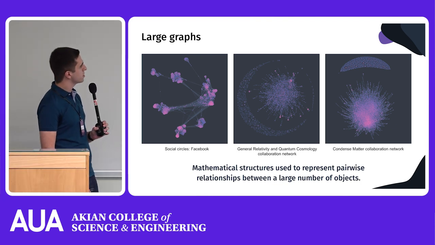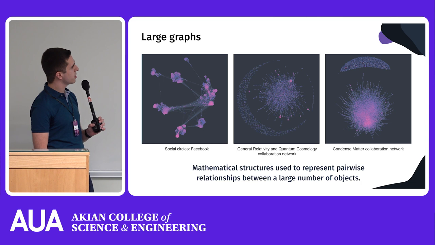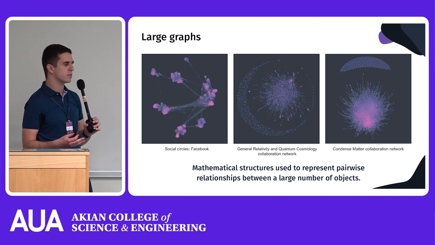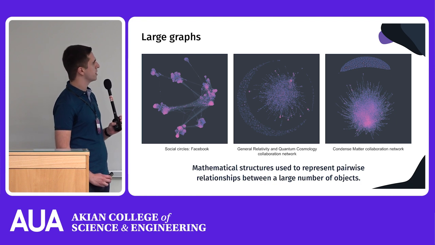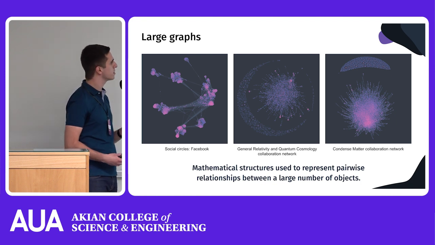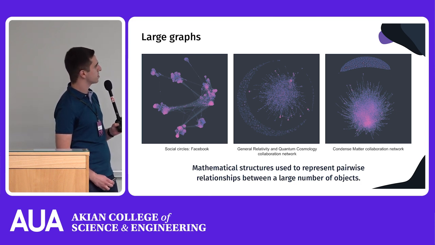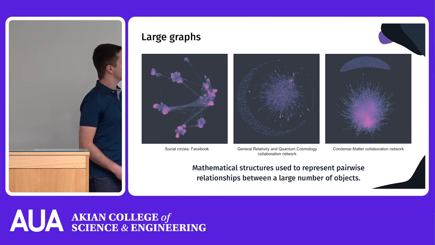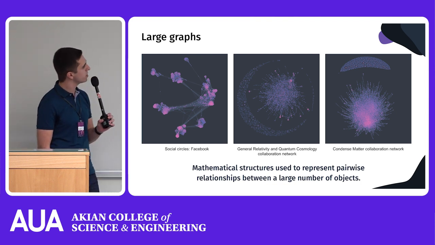Here we can see several examples of large graphs. For example, on the left, we have the social circles Facebook dataset, which basically represents interconnection between different Facebook accounts. In graph terminology, people or entities are called nodes, and the connections between them are called edges. For example, if people are friends on Facebook, then they will have an edge connecting one with another. And here are other graphs. For example, these two represent collaboration of different paper writers with one another.